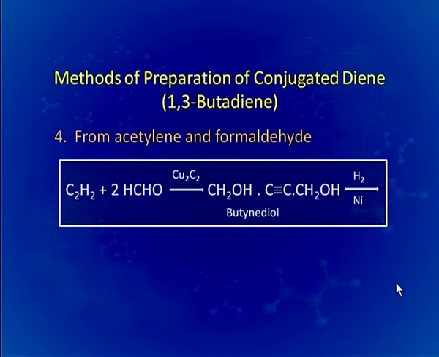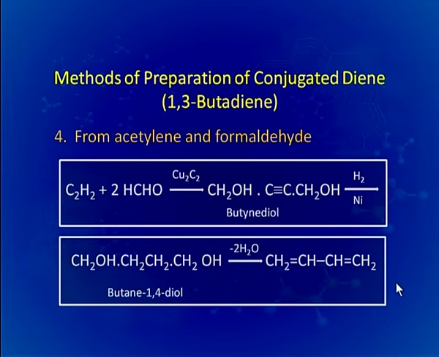From acetylene and formaldehyde also we can prepare the conjugated butadiene. Here we can see the acetylene molecule, which has a carbon-carbon triple bond. These 2 hydrogen atoms are substituted by this group, and this group is converted to CH2OH in the presence of cuprous acetylide.